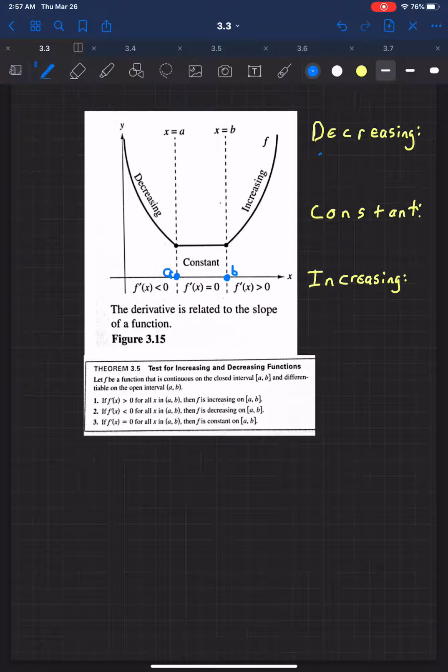All right, so I think you're going to agree with me that from negative infinity all the way till you get to point A, you are walking downhill, you are decreasing.